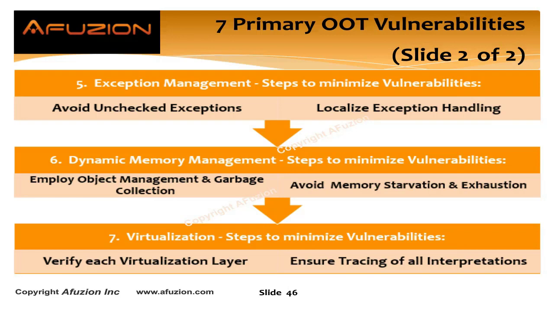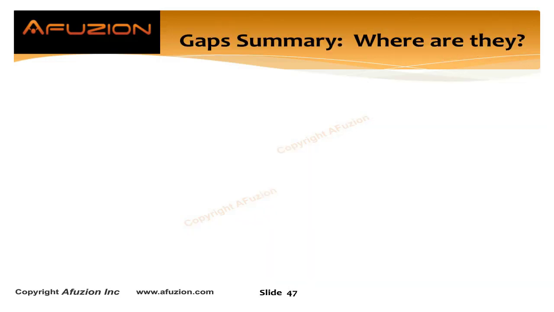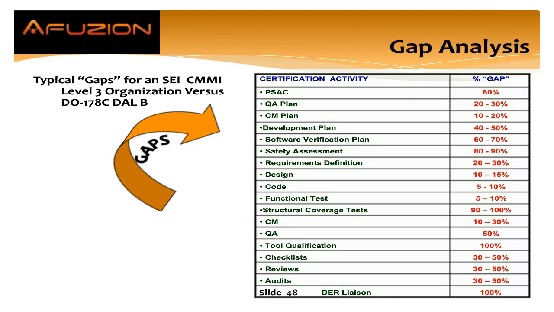Now, let's consider. We've covered the 19 gaps in there. Let's summarize them. Let's consider a project that is CMMI level 3. It's a good organization, but it's their first DO-178C level B, design assurance level B project. Where are the gaps? This is the average that we've found from our 110 gap analyses that we've done over the decades. Number 1, PSAC, big gap.